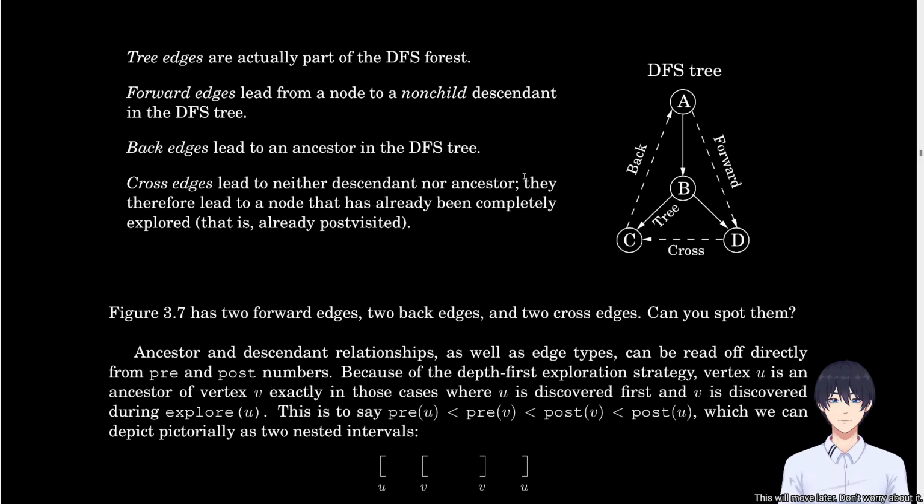Forward edges lead from a node to a non-child descendant in the DFS tree. Okay, so this is actually an edge. You just didn't go here. You went here first. So you could have gone here, gone back, and then gone here, and like looked over here, say, I've already been here, and then go over here.